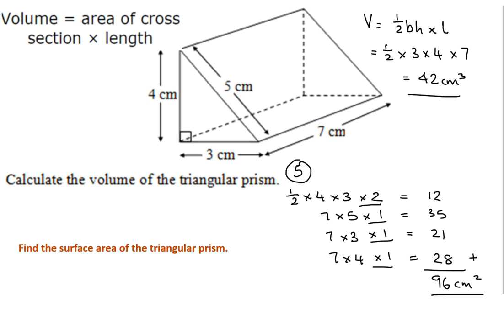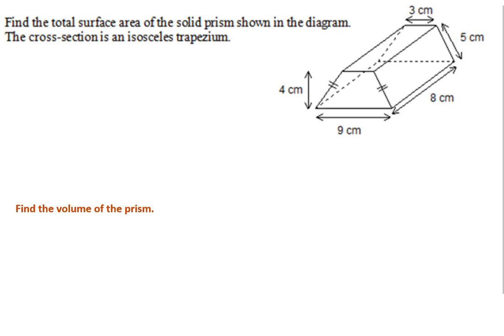Next question. Find the total surface area of the solid prism shown in the diagram. The cross-section is an isosceles trapezium. Okay, so we have to find the surface area. Now we know we've got 1, 2, 3, 4, 5 faces again. So we've got 5 faces.